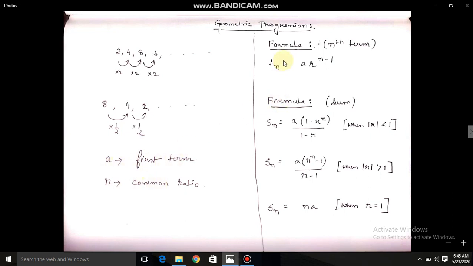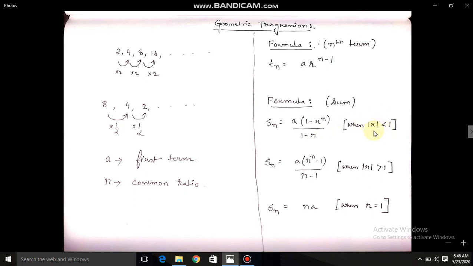Now, we will see the formula. The nth term formula here, Tn is equals to A r to the power n minus 1, where A is the first term, r is the common ratio, n is the position of the term. Okay. Now, for sum, we have three formulas. Sn is equals to A into (1 plus r to the power n) by (1 minus r) if mod of r is less than 1.